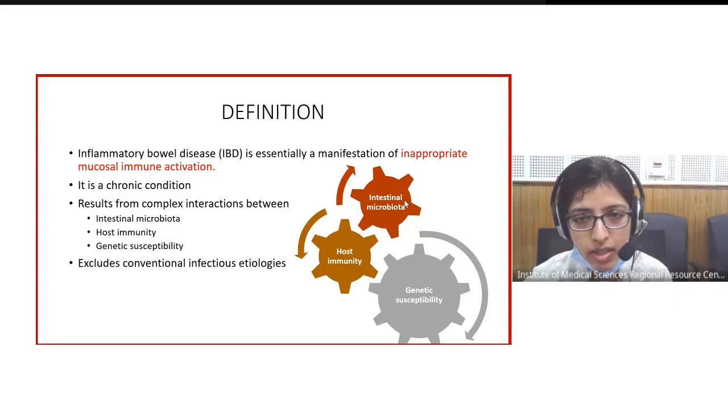Okay, and it is a very dynamic thing. It keeps changing throughout life, and the entire genome of the microbiota is what is called microbiome. So I'll be elaborating on this subsequently. Okay, so to make this diagnosis, it is very important to exclude the conventional infectious etiologies.